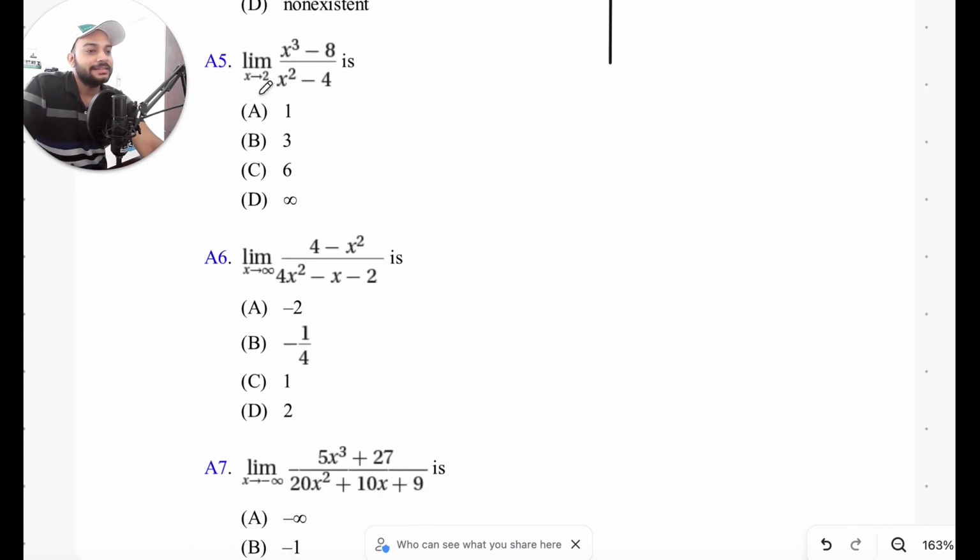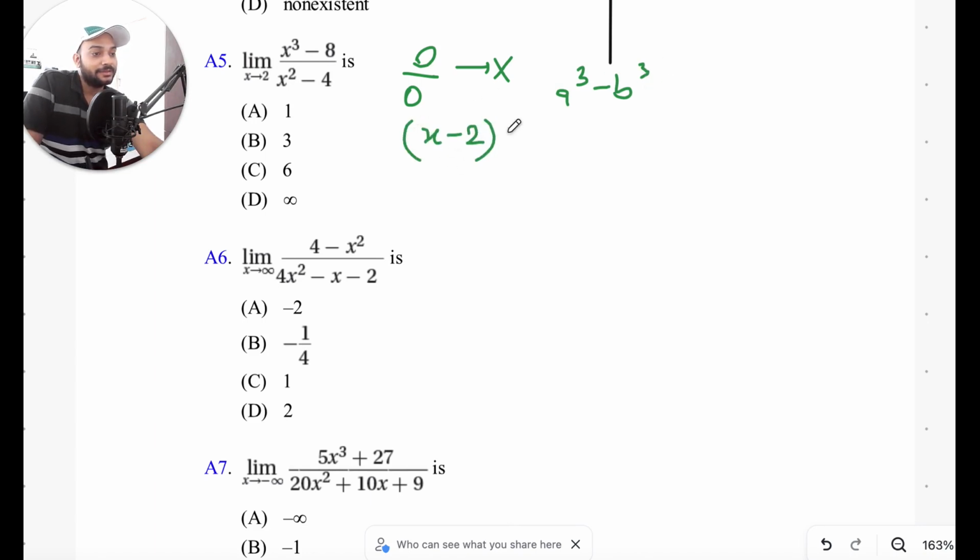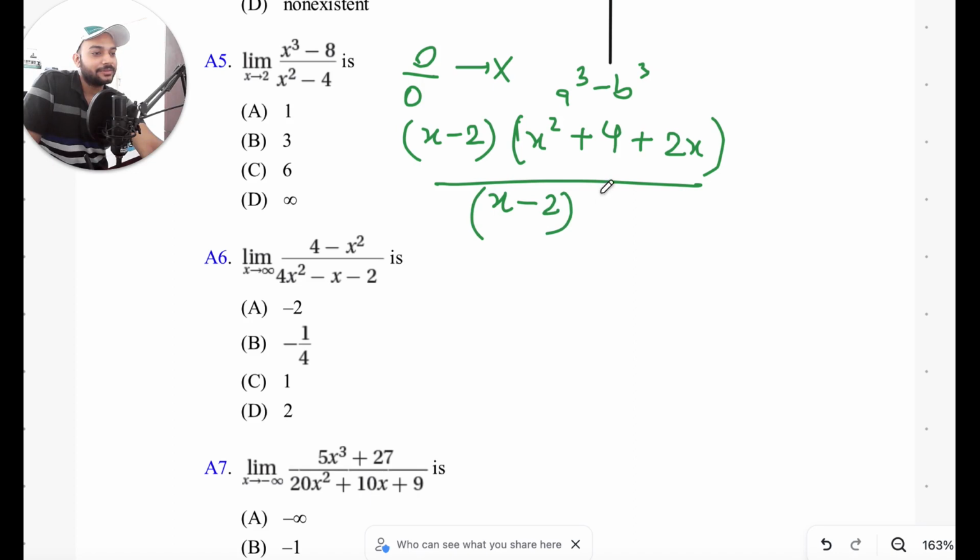If I have limit of x tending to 2 of (x cubed minus 8) over (x squared minus 4). If I put 2 in the denominator and the numerator, I get a 0 over 0 form. This form is again an indeterminate form. So let's simplify. x cubed minus 8 is a cubed minus b cubed, so (x minus 2)(x squared plus 4 plus 2x) over x squared minus 4, which is (x minus 2)(x plus 2).